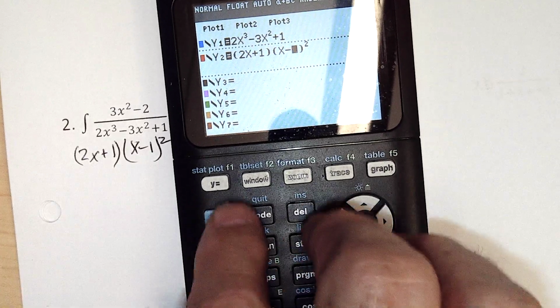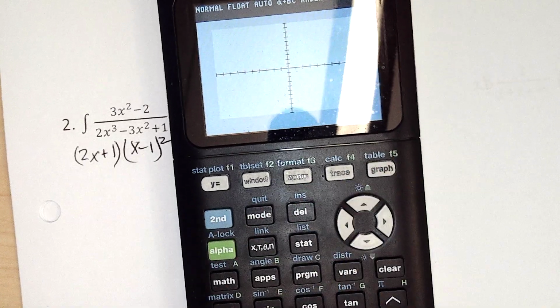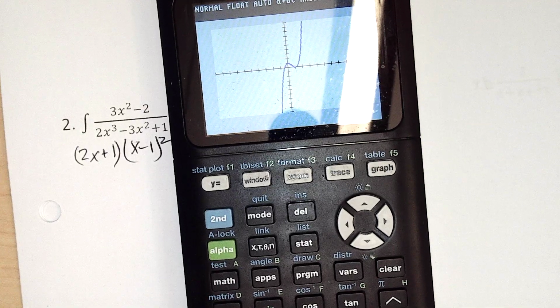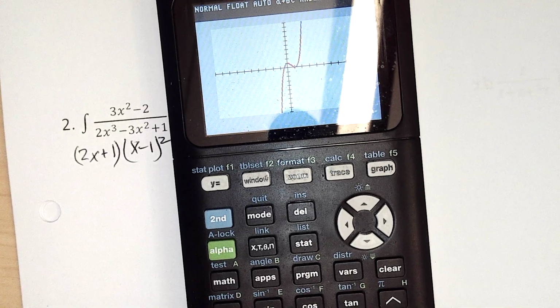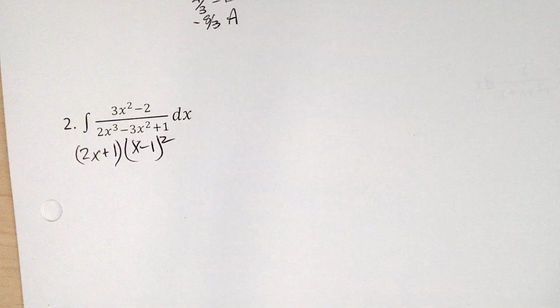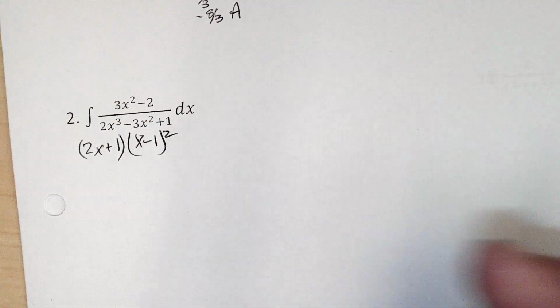Good thing I checked. Graph now. There's the blue. And the red should fit right on top of it if I factored it right. And it did. So that's how it factors.